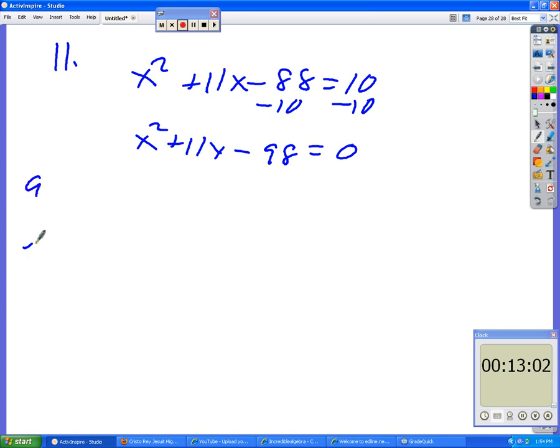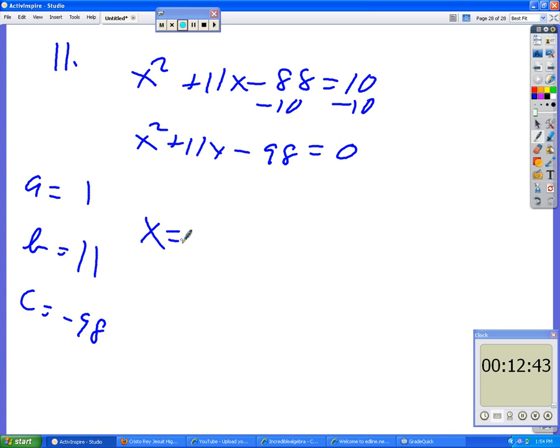So, now I need A, B, and C. What's A? 1. A is 1. It's the number in front of x squared. 1. What's B? And what's C? And some of these you have to use calculators on. But sometimes you don't, sometimes you do. So, we're ready to start.